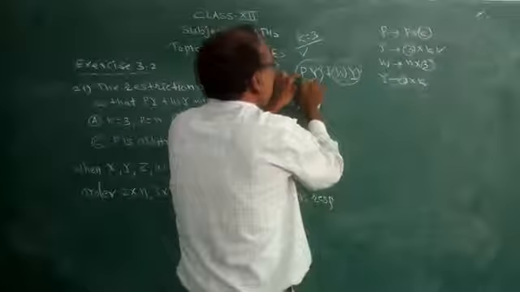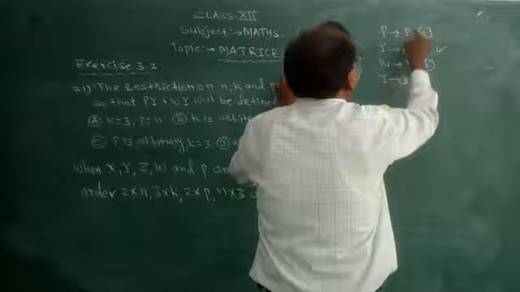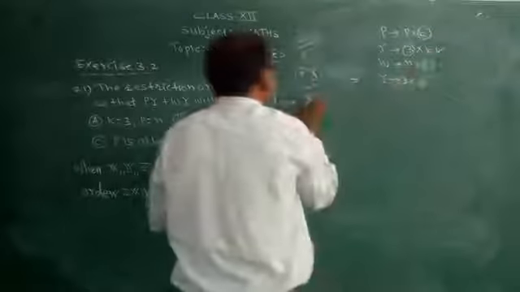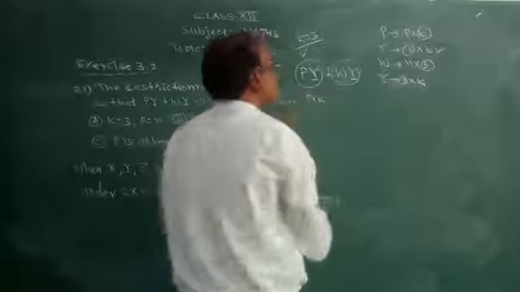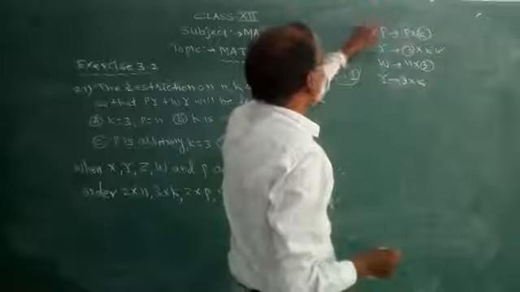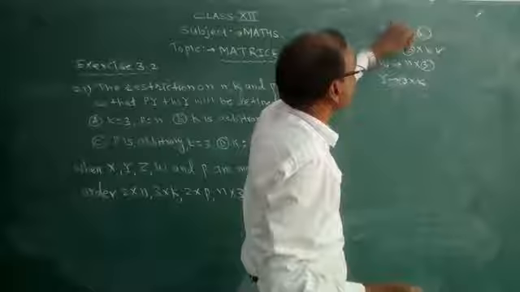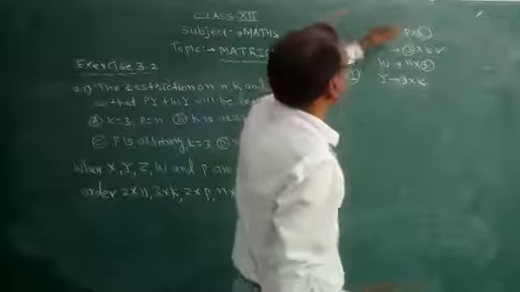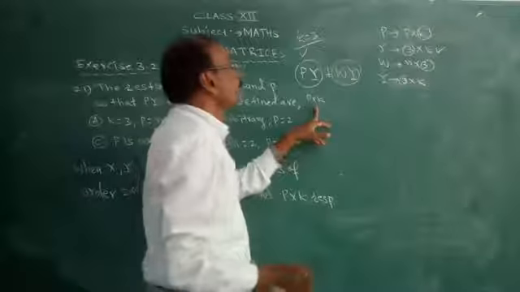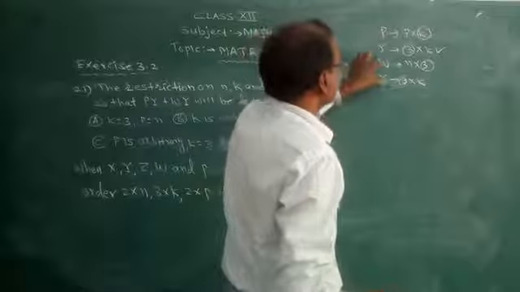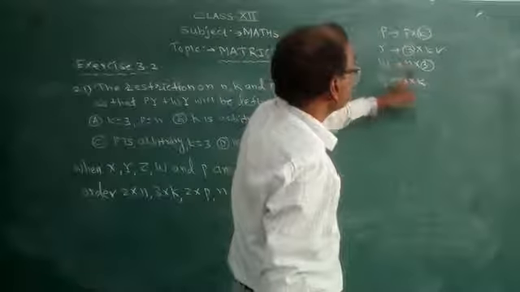What will be the order of Py? The order of Py will be P by K. The order of P into Y: if K is equal to 3, the order of Py will be P into K. And Wy, the 3s are equal, so the order of this will be N by K.